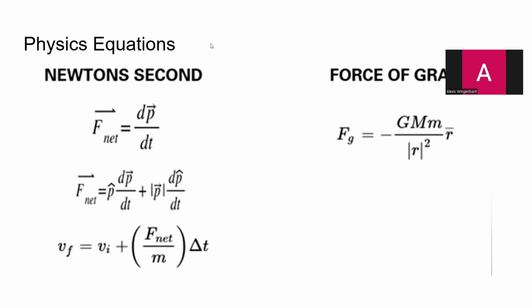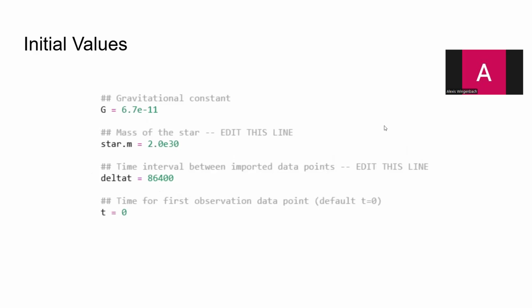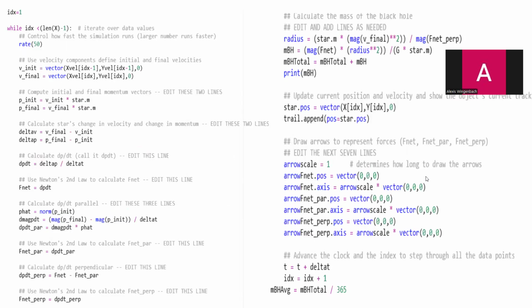The equations we're going to use for this entire lab are that force is equal to change in momentum over change in time, parallel and perpendicular components added up equal net force, and we have the velocity update formula. We also have the force of gravity, which we'll use as many of the objects in the sun exert a force of gravity on other objects. So for the first part, we have our gravitational constant, the mass of the star, total time, and so on.